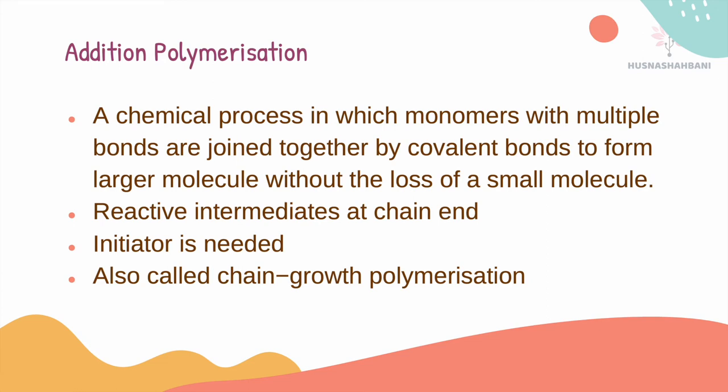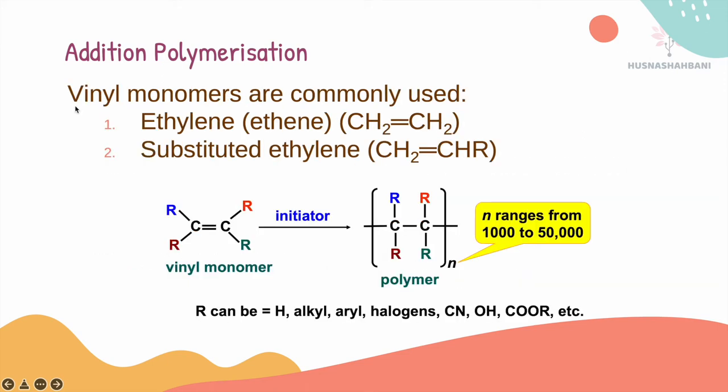Addition polymerization involves monomers with multiple bonds. It has reactive intermediates at the chain end. An initiator is needed in addition polymerization; the initiator is required. It is also called chain growth polymerization. In addition polymerization, vinyl monomers are commonly used.